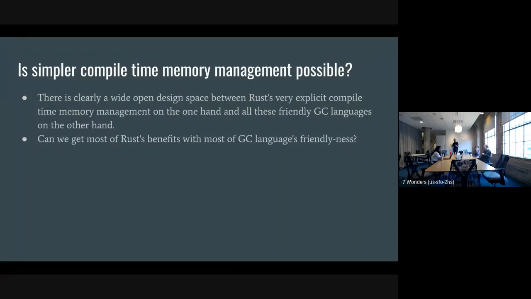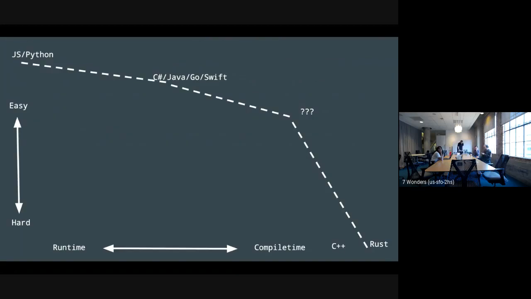To me, there is clearly a wide open design space between Rust, which is very exact and picky on compile time management on the one hand, and these friendly garbage collected languages that don't have you think about this stuff at all. Somewhere in between, there are possibilities to do better. Can we somehow combine these two extremes? And then I have to bring up what I mentioned before, my idea of a Pareto frontier.